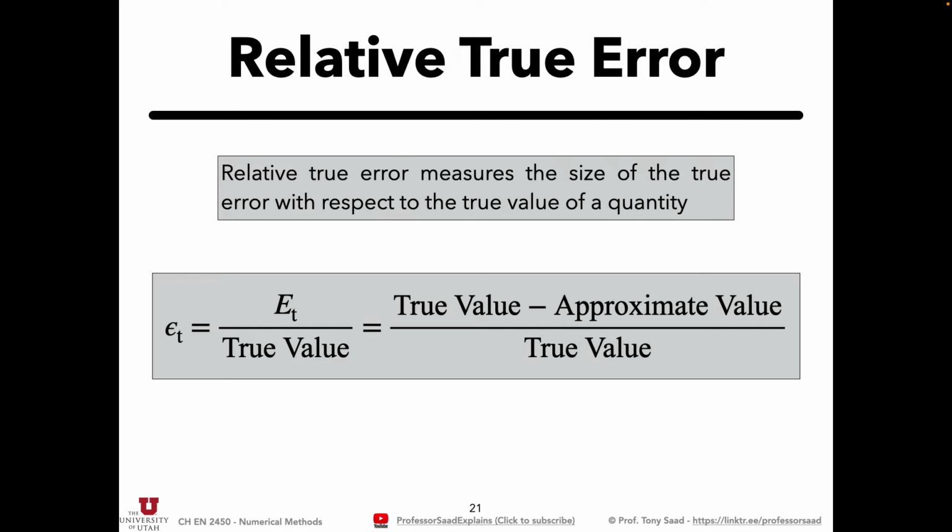So we define the relative true error by this epsilon term with subscript t for true, and that's the true error over the true value. Okay? So now we take that same definition of the true error, true value minus approximate value, and we divide by the true value. That normalizes everything. And then your error becomes presented in context, right?